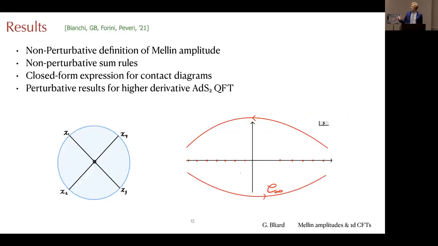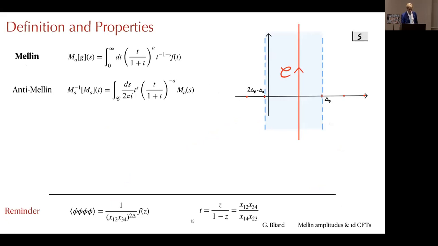So I'm just going to flash a few of the results here because I won't be talking about all of them. But the results of our paper this year were this non-perturbative definition of the Mellin amplitude, an infinite set of non-perturbative sum rules, a closed form expression for contact diagrams, and some perturbative results for higher derivative AdS2 quantum field theory.